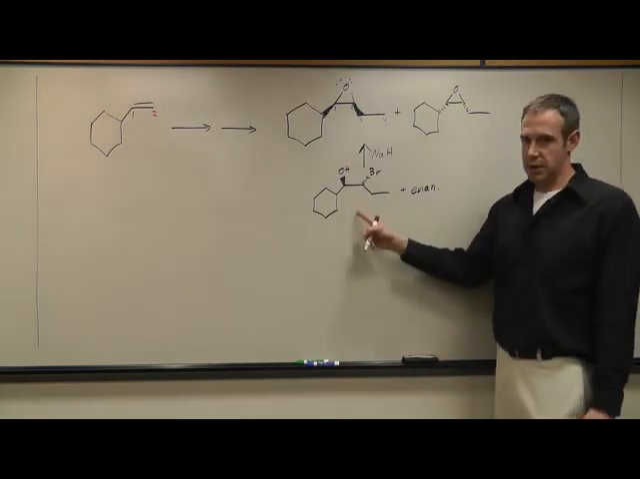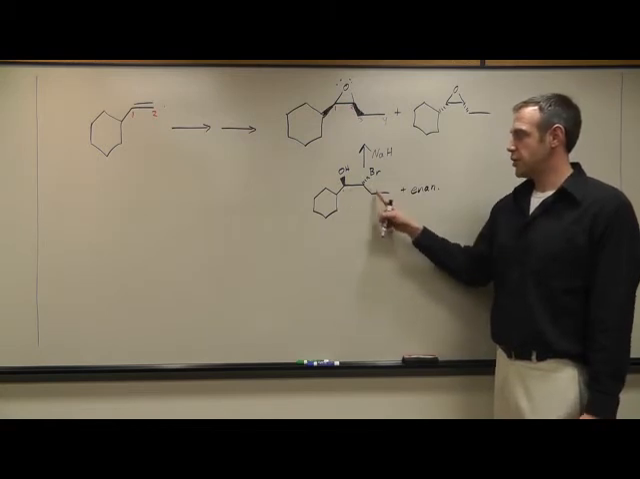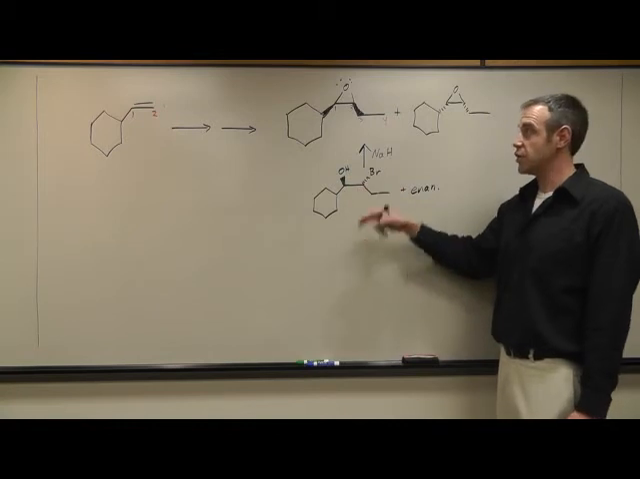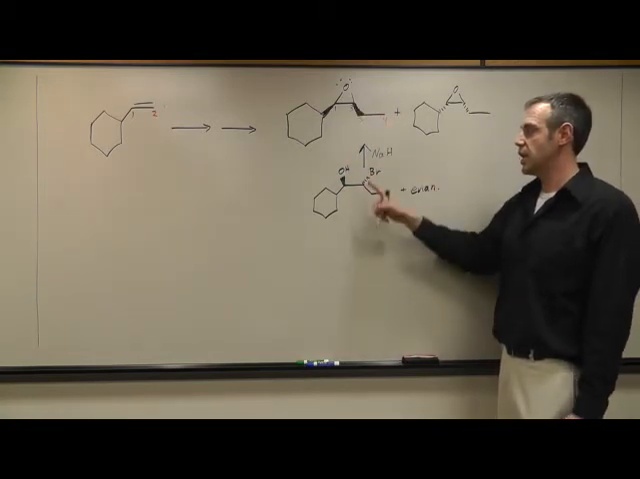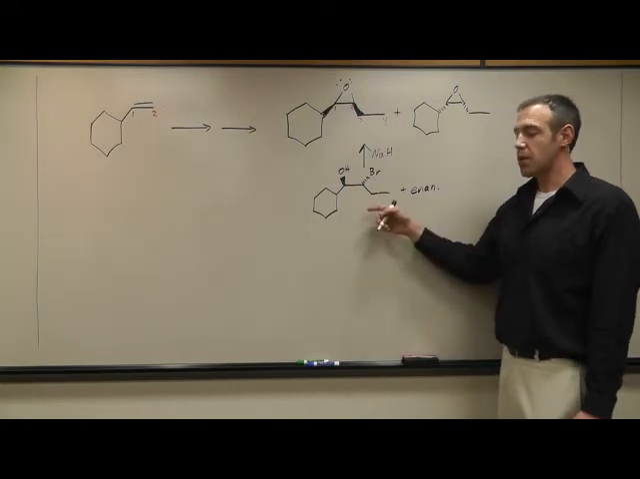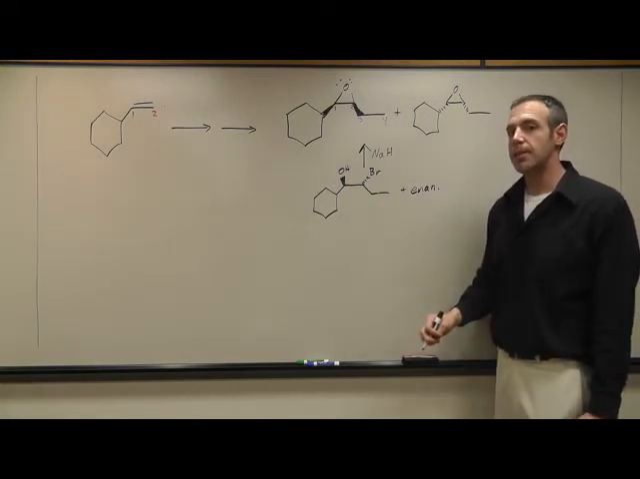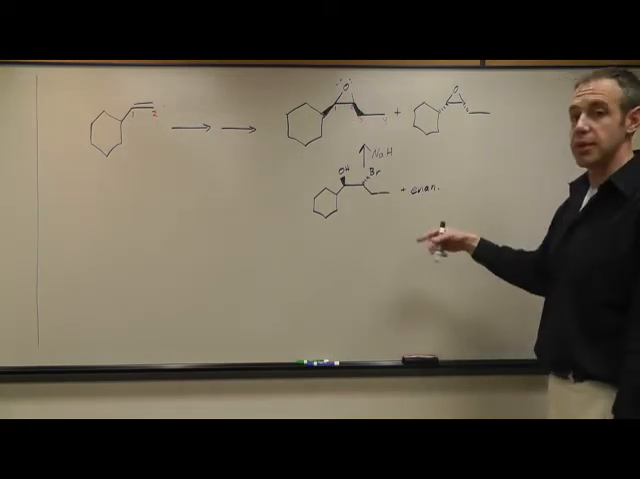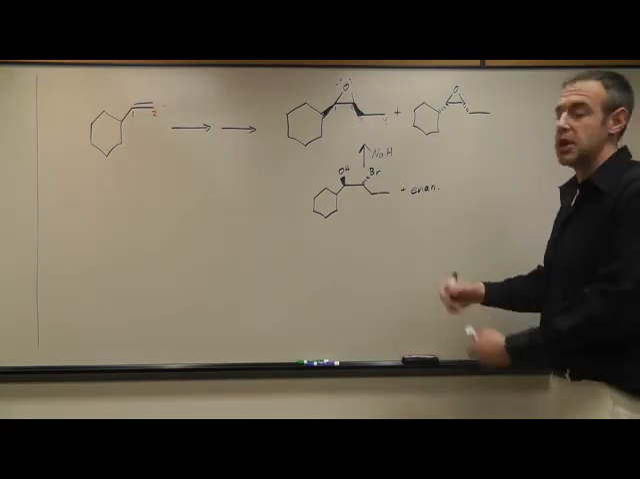Notice the stereochemistry of this group, how these two are angled in the same direction because they end up cis in the product. So as this comes over and replaces that bromine, we end up with a cis product. And the same would be true of the enantiomer. It would give us the opposite epoxide.